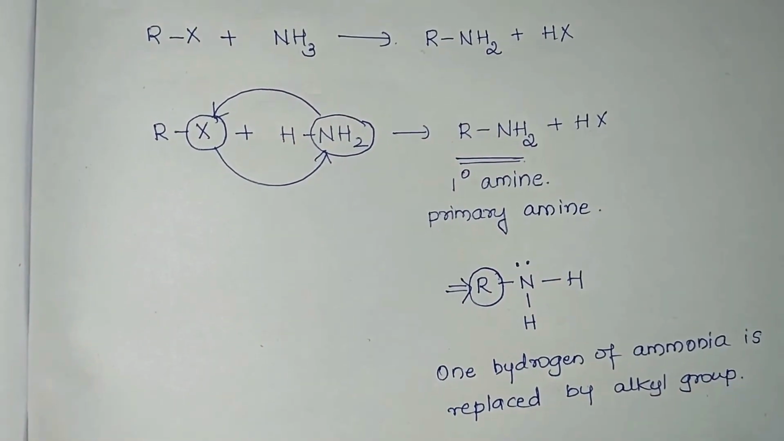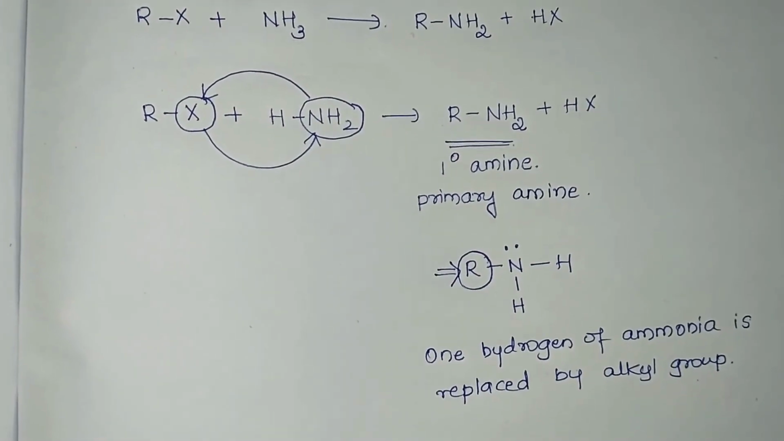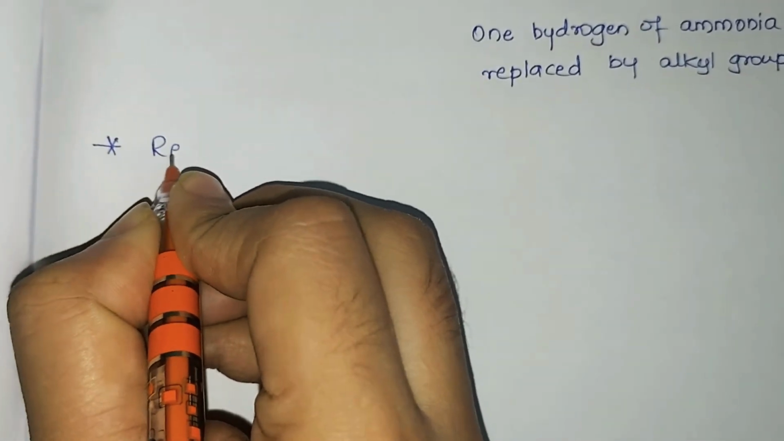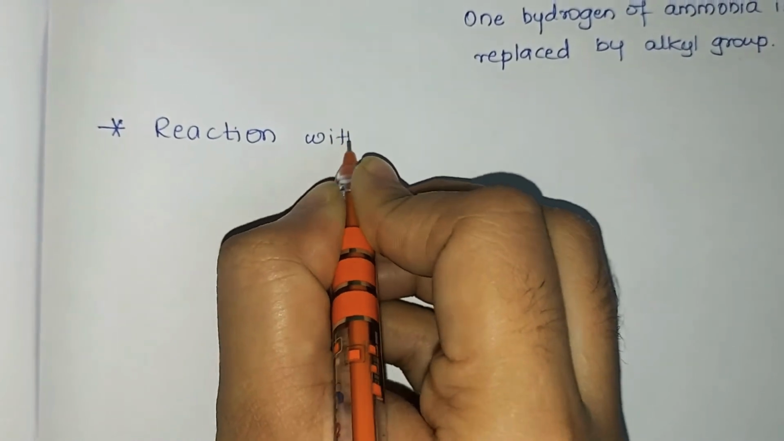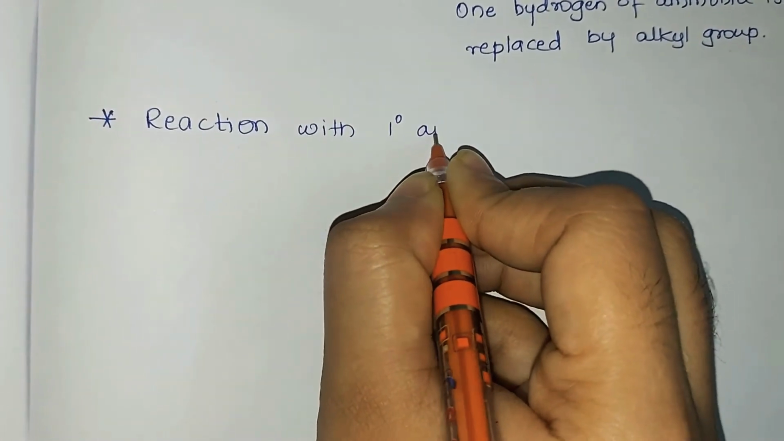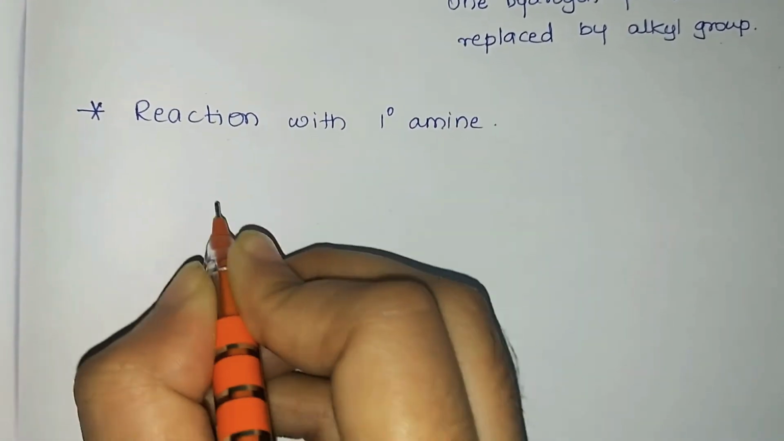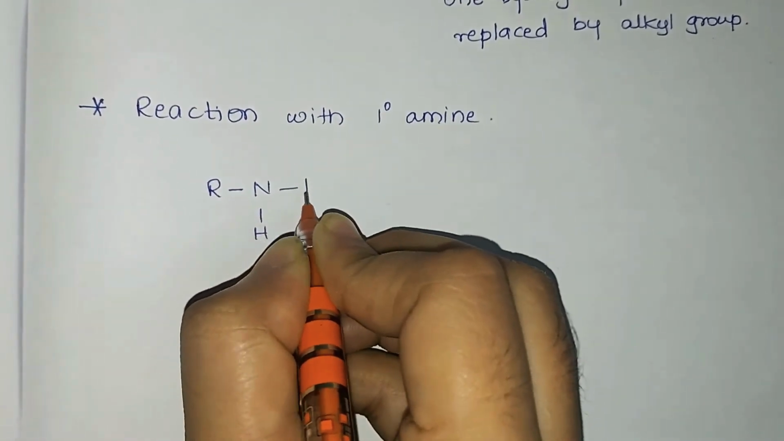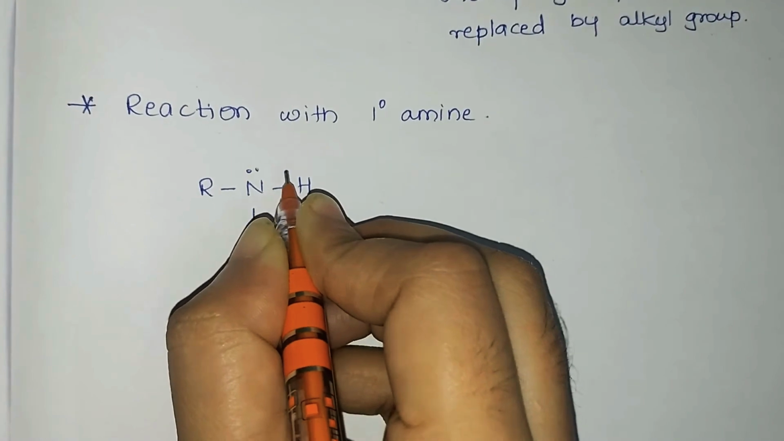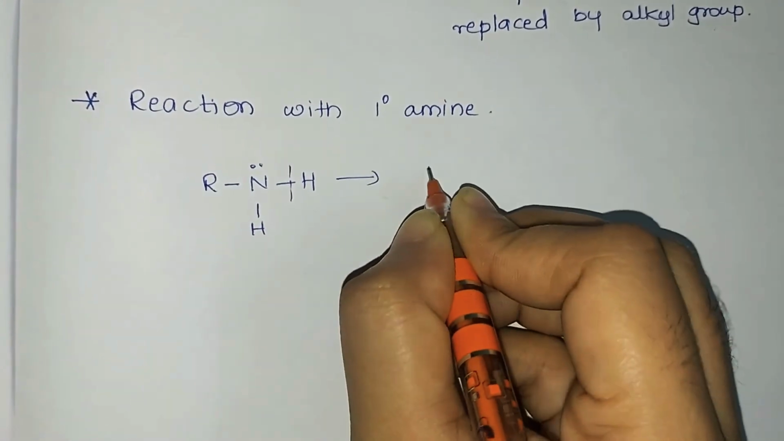Now let us consider the reaction of primary amines with alkyl halide. So this is also given in your textbook. In primary amine, which is our nucleophile, we'll find it out. Primary amine means what? One of the hydrogen of ammonia is replaced by alkyl group. So here we'll see how a nucleophile is formed. Hydrogen is removed in the form of H plus.